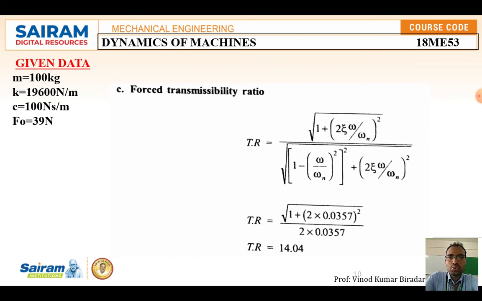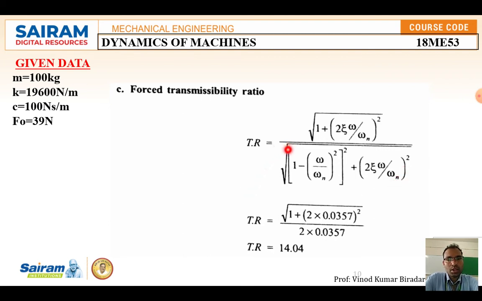The last one is the force transmissibility ratio. That is how much force you are going to transmit from the system to the ground level. It is shortly denoted by TR, the transmissibility ratio. The transmissibility ratio is defined as the force transmitted from the machine to the ground level. We have the formula, and we did this derivation in the theory class.